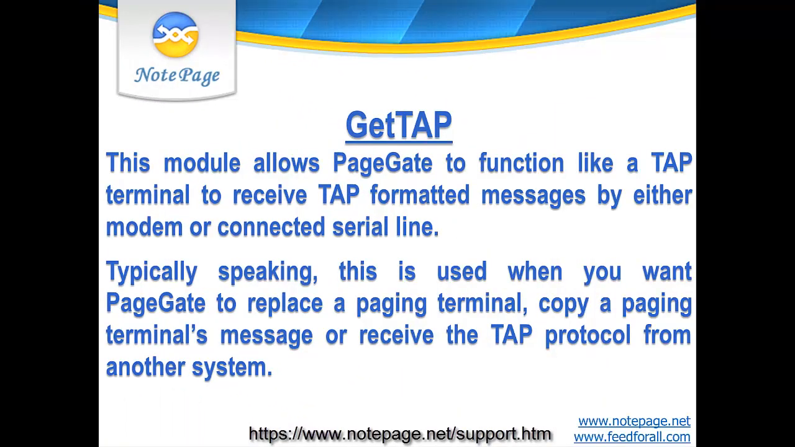Next, let's go over the GetTap module. This API allows PageGate to function like a tap terminal, to receive the tap protocol by either modem or connected serial line. Typically speaking, this is used when you want PageGate to replace a paging terminal or to copy traffic sent to a paging terminal to deliver as SMS. We also offer the ability to monitor an array of modems and serial ports with additional tap to ASCII modules, so you can monitor as many inputs as you may need. It's also important to note that PageGate offers an IP-based tap receiver, allowing it to receive the tap protocol by TCP connection.